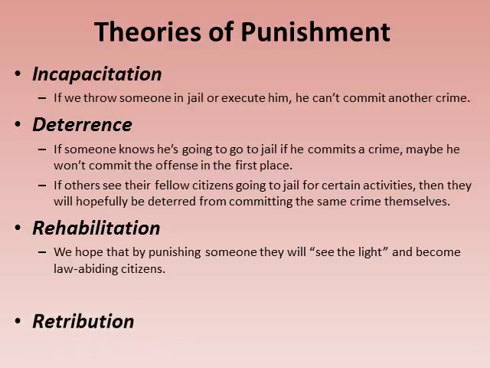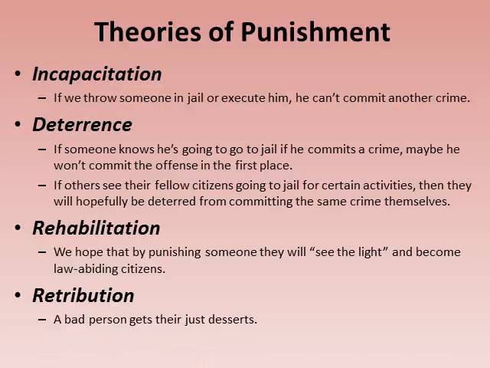The fourth theory of punishment is the most controversial, and that is retribution. Basically, a bad person gets their just desserts. They get what's coming to them. This is, as I said, a controversial stance because it's kind of an eye for an eye sort of mentality. And we like to think that as society, we've evolved past something like that.